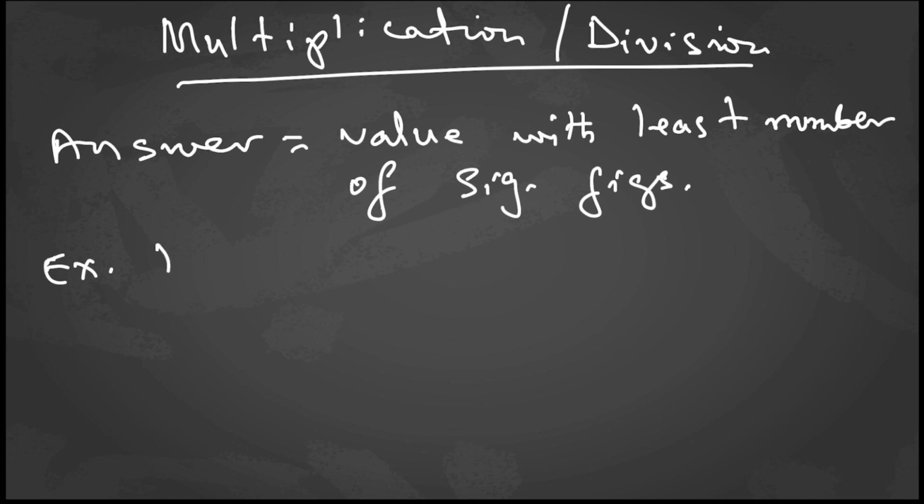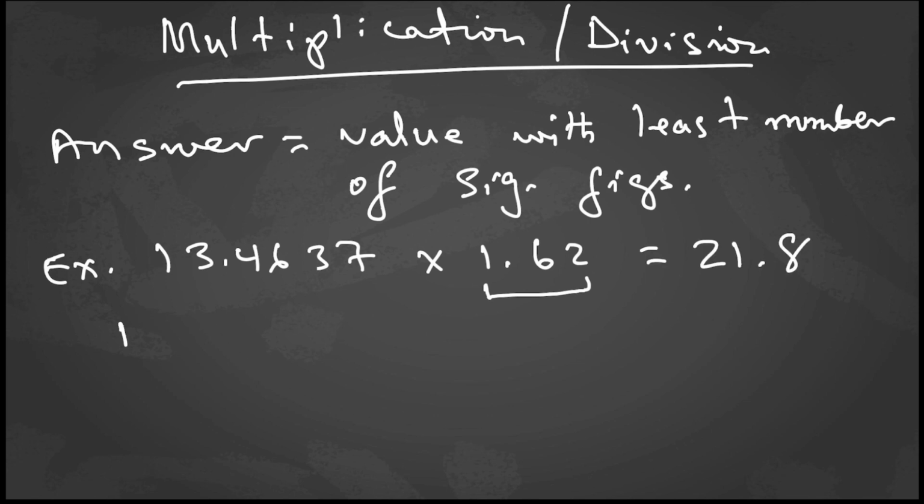So let's take an example. Again, if we have 13.4637, and let's say we're multiplying it by 1.62. Again, what we will see is that when we go ahead and multiply this, we are going to be limited by the number of significant figures. So this value here has the least number of significant figures of 3. Therefore, when we multiply this, we will just take the number 21.8, right, as the case here.